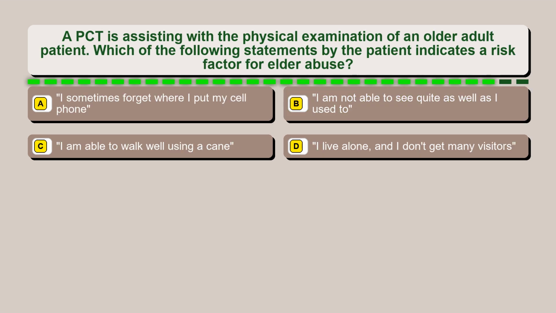Question 26. A PCT is assisting with the physical examination of an older adult patient. Which of the following statements by the patient indicates a risk factor for elder abuse? Option A. I sometimes forget where I put my cell phone. Option B. I am not able to see quite as well as I used to. Option C. I am able to walk while using a cane. Option D. I live alone, and I don't get many visitors.